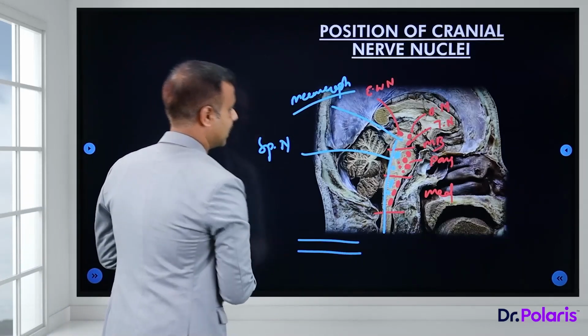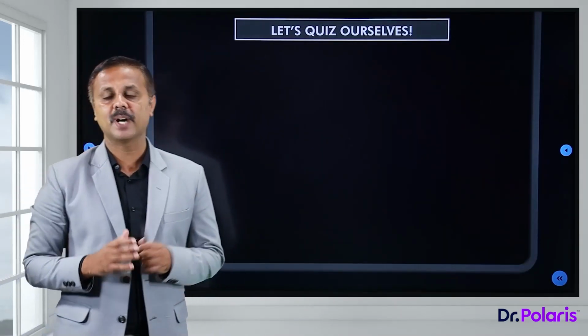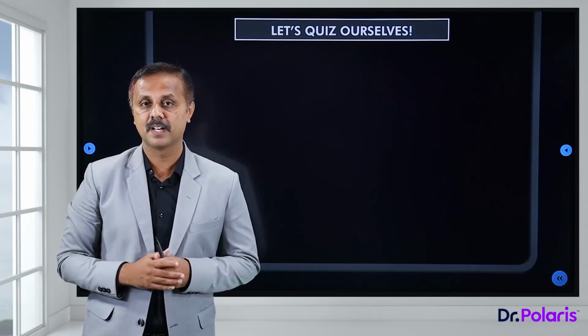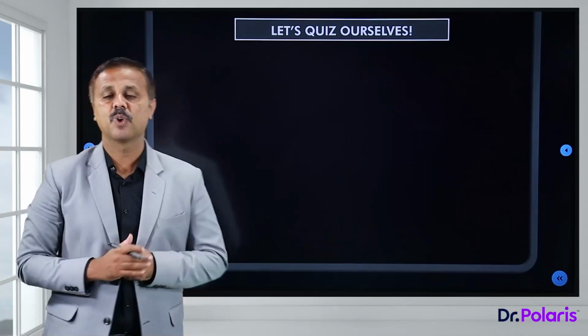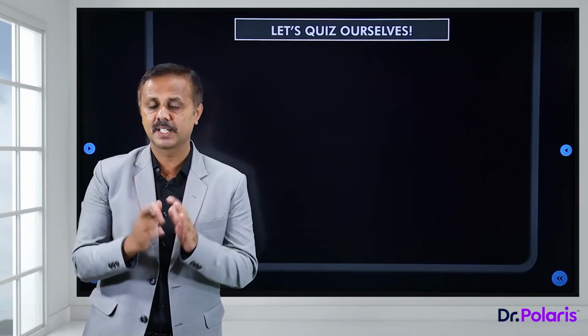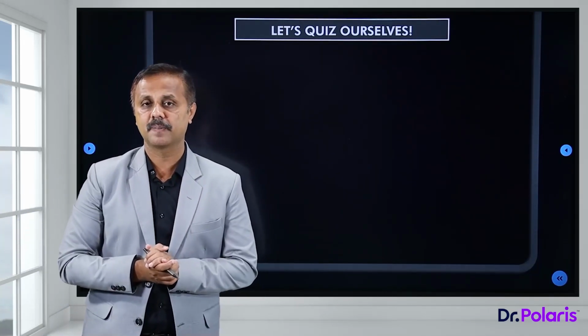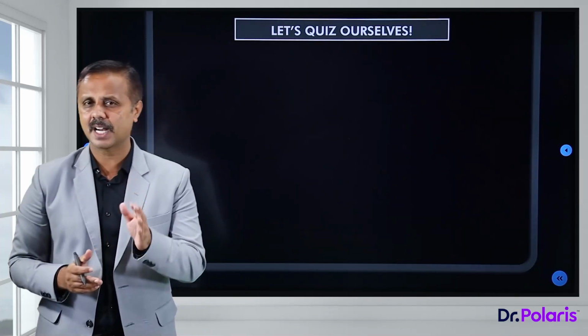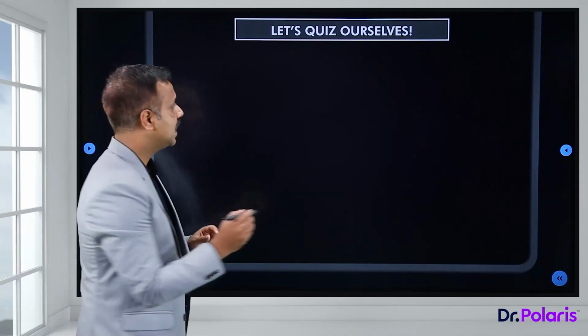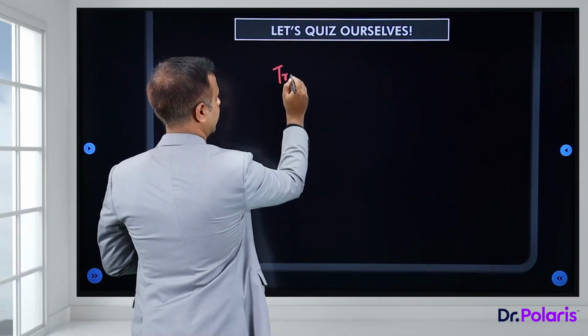Once we have learned this, let's try to assess ourselves whether what we have learned we have really understood or not, right? To do this, what we'll do is we will select one cranial nerve and we will try to identify the functional components present in it, right? For example, let's start with a simple nerve, okay? We'll take the trochlear nerve.